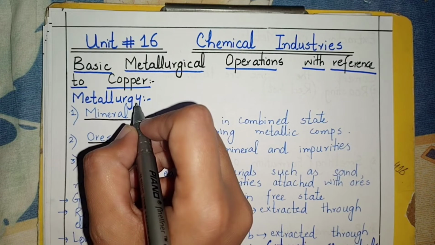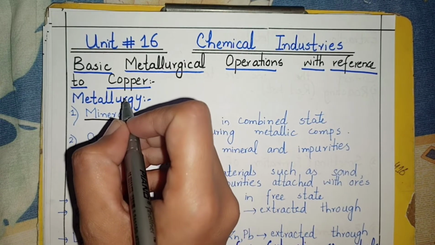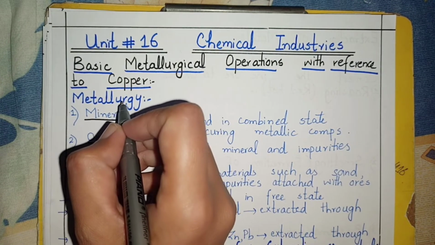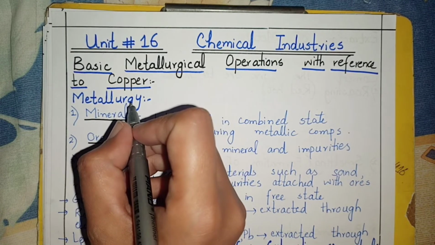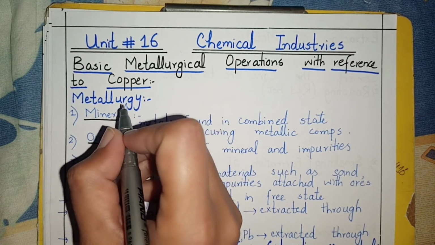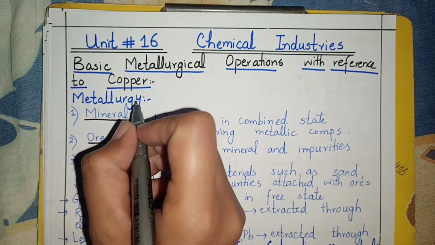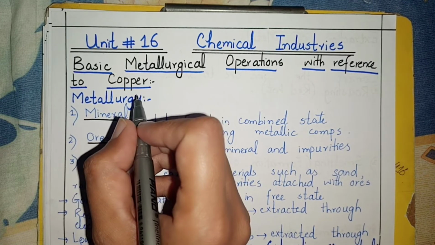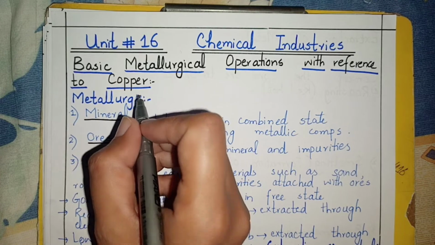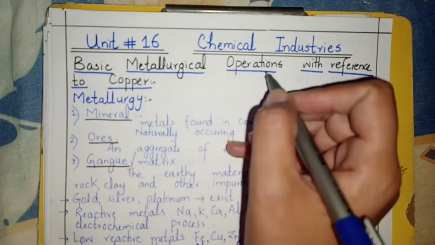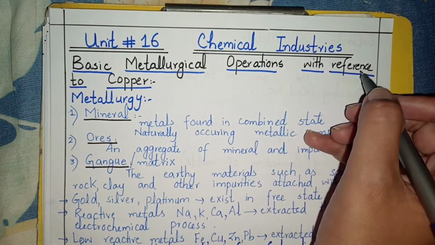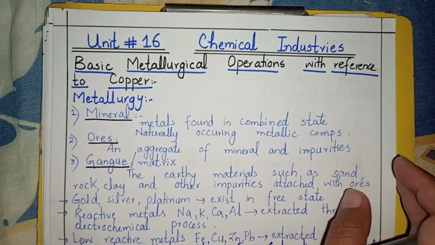So it is very important topic. What is metallurgy? So metallurgy is the procedure used in extracting metal from their ores, then purifying, alloying metals and creating useful objects from metal is called metallurgy. Basics metallurgical operations with reference to copper.